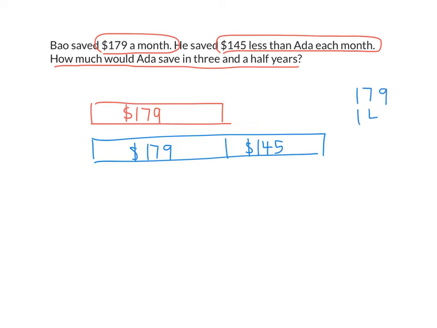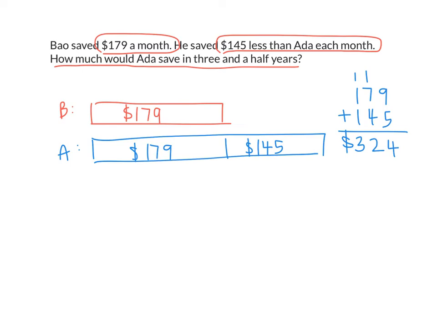179 plus 145 would find the total of how much Ada saved each month. 9 plus 5 is 14. We regroup the 10. 1 plus 7 is 8, plus 4 is 12. Again, we regroup that. So that means that Ada saved $324 each month. Go ahead and pause the video and draw this tape diagram if you haven't yet had a chance. Remember that Ada's is the bottom one and Bao's is the top one.